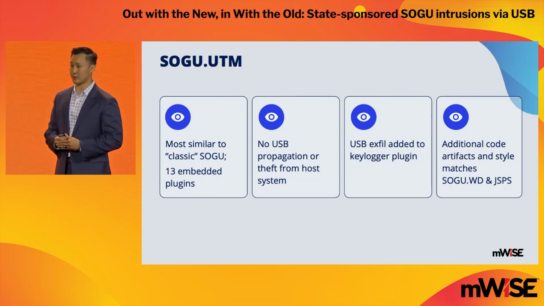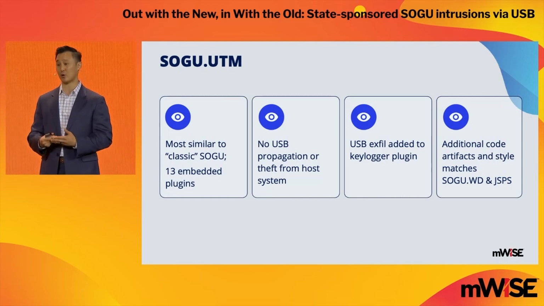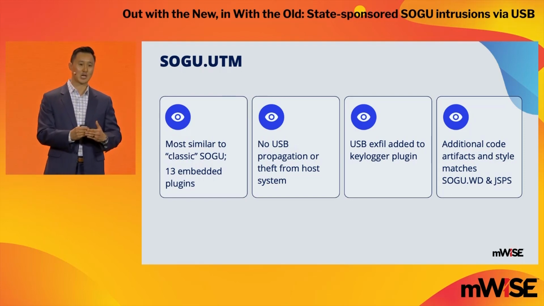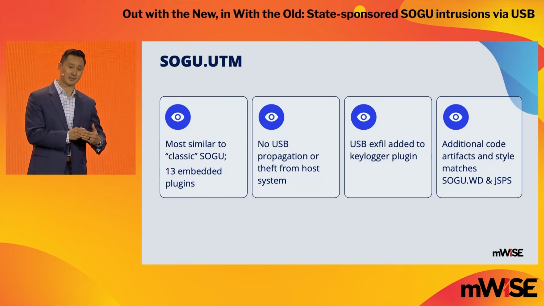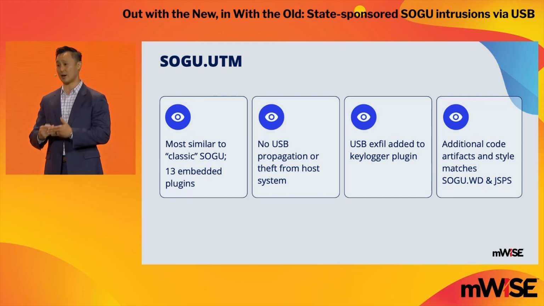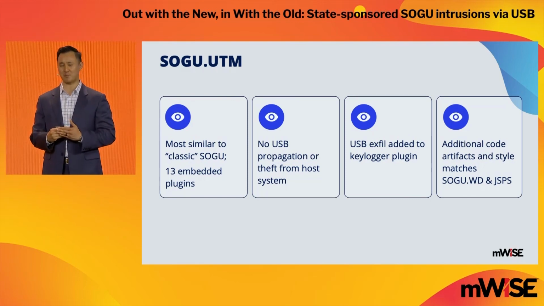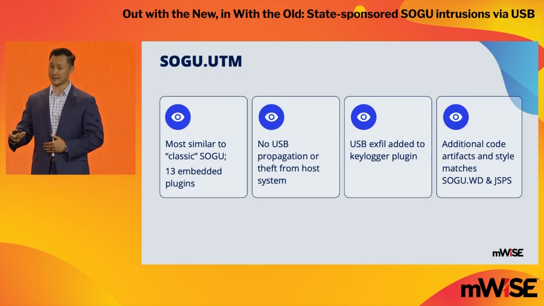The third and last variant we saw was SOGU UTM. This is most similar to the classic SOGU backdoor. It has 13 embedded plugins. And this version doesn't have USB self-propagation or data theft from the host, but custom code was added to the SOGU keylogger plugin to perform USB data exfiltration of files stored on infected USB drives and to delete SOGU infections on USB drives. And also interestingly, this additional custom code doesn't match the rest of the SOGU keylogger plugin, but the coding and the artifacts of that code closely align with SOGU WD and JSPS.